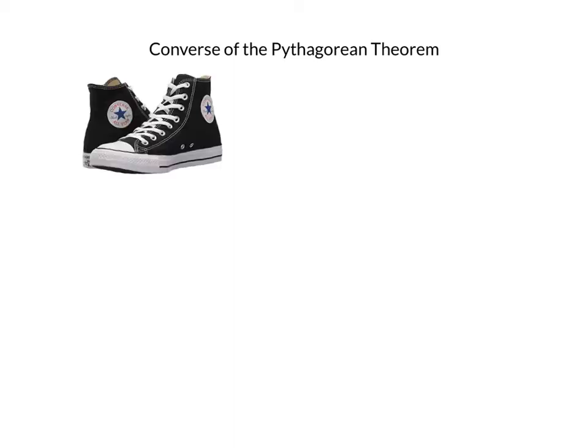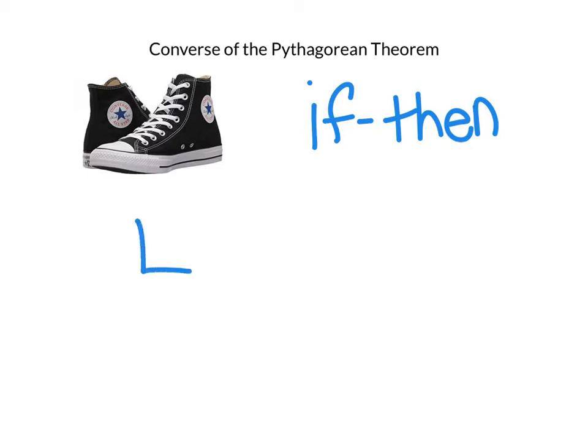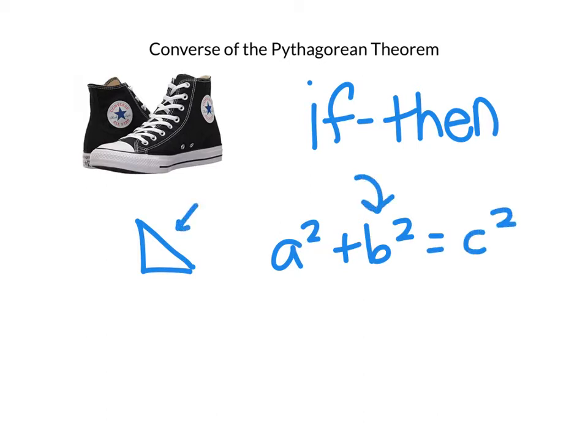In the last part of this section, we're going to talk about the converse of the Pythagorean theorem. No, I don't mean this kind of converse. I mean that we can use the Pythagorean theorem in an if-then way. Let me show you what I mean. We would say in the theorem that if a triangle is a right triangle, so a triangle with a right angle, then a squared plus b squared equals c squared. That is the if it is a right triangle, then a squared plus b squared equals c squared.